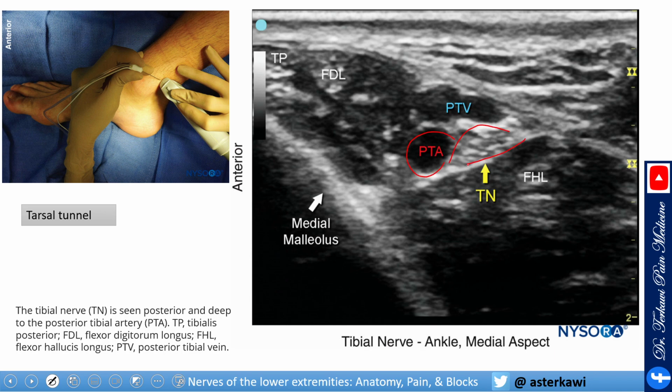You see the nerve next to it, the flexor hallucis longus here, the flexor digitorum longus here. So you can also do it at this level.